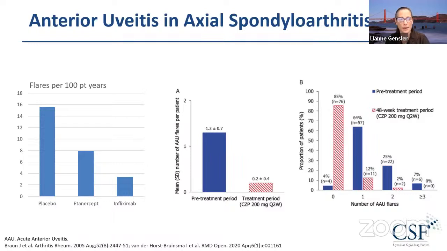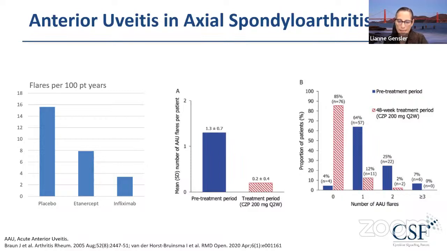Keeping in mind that there could be confounding by indication here in some of these patients that were treated with one drug versus another, so it's a little bit hard to compare them. But at the very least, you can see that the monoclonal antibody does the best for patients with axial spondyloarthritis and uveitis flares. On the right is the data from the C-VIEW trial.